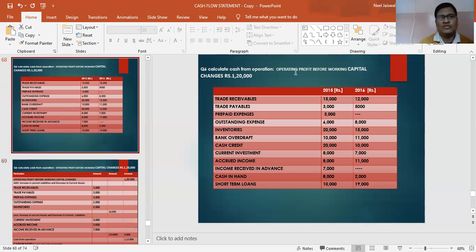Calculate cash from operation. Operating profit before working capital changes is given as 1,20,000. And this is the sum. Trade payable, trade receivables, prepaid expense, outstanding expense, inventory, bank overdraft, cash paid, current investment, accrued income, income received in advance, cash in hand, short term loan are given. All the current liabilities and current assets are given over here.